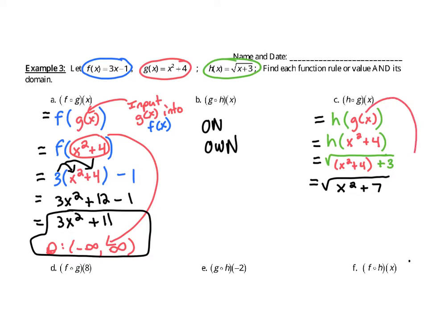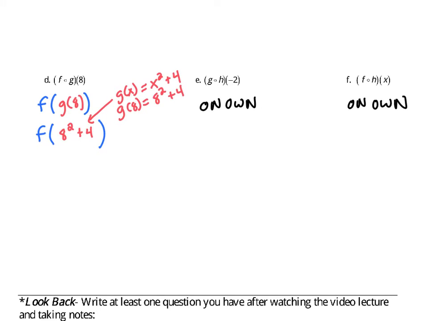The last thing we'll do is write the domain of our new composite function, and remember, the domain of our composite takes on the domain of the input function. g of x was once again our input function, so the domain of our new composite function is negative infinity to infinity as well. So together, this would be our answer.